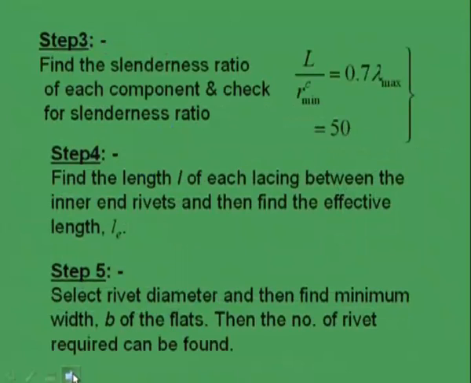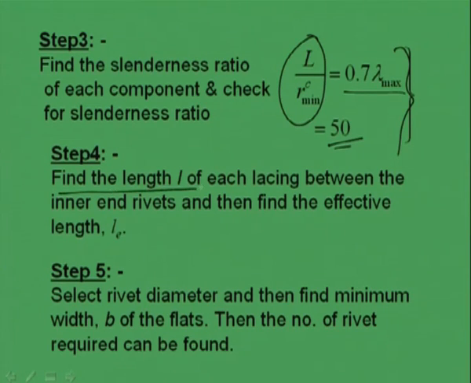Next we will check the slenderness ratio, whether L by r_c minimum is exceeding 0.7 lambda max or 50 or not. That means we have to check that this should not exceed 50 or 0.7 lambda max. Then in step 4 we will find out the length L of each lacing between the inner end rivets, and then find the effective length.